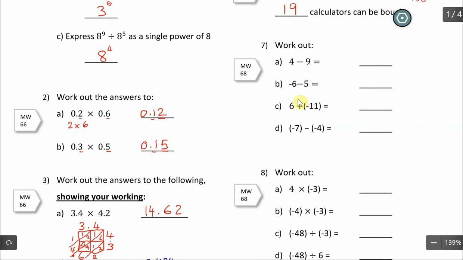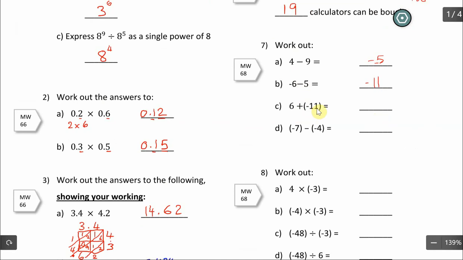Okay, question 7. Negative numbers. So 4 take away 9. Now hopefully we all realise that's going to give us a negative number. 4 take away 9 will be negative 5. Negative 6 take away 5. So imagine starting at negative 6 degrees, quite cold, and then the temperature dropping by another 5 degrees. That would put us on negative 11.